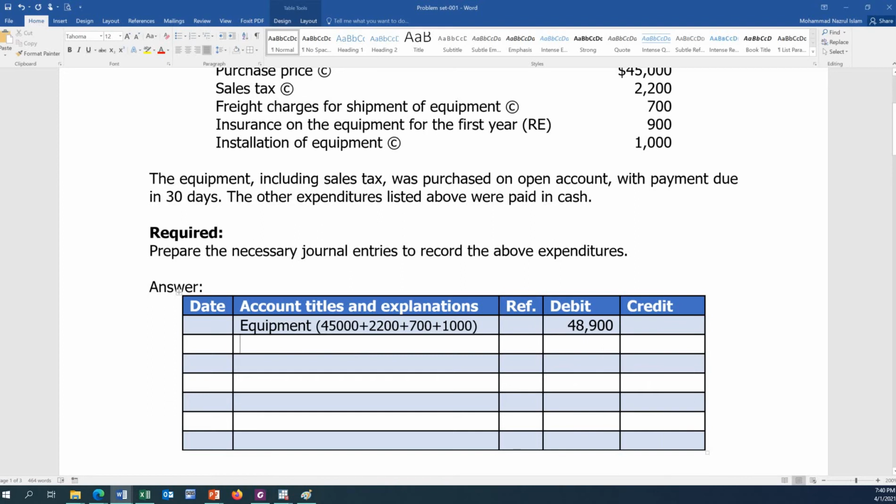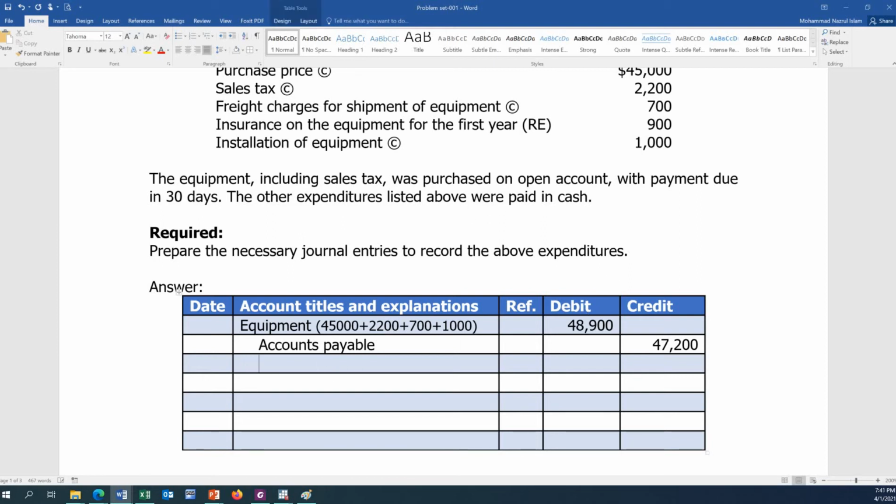And now, the equipment was purchased on open account, meaning they purchased this one on accounts payable. So the accounts payable is 47,200, because see what they have said, the equipment including sales taxes was purchased. The other expenditures listed were paid in cash.